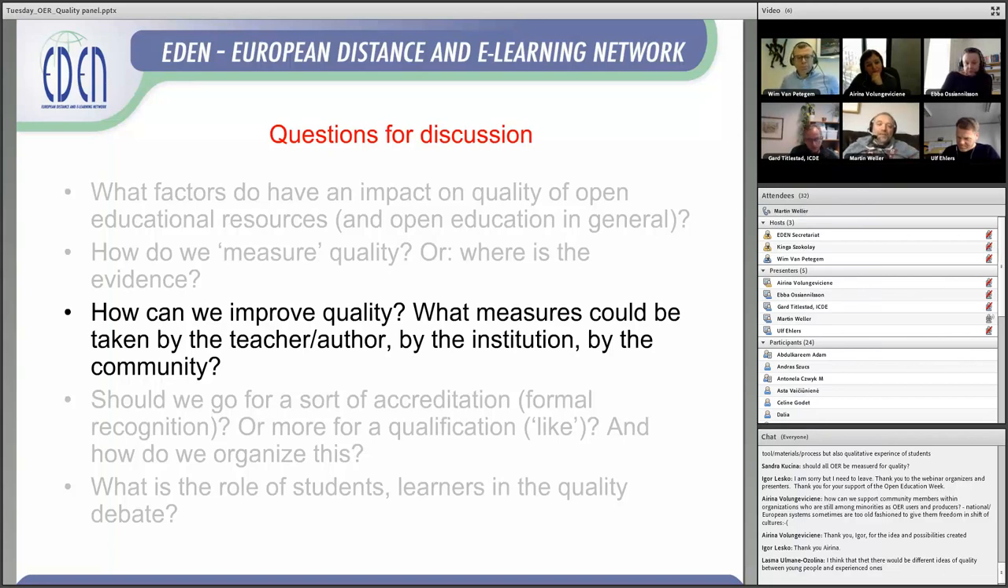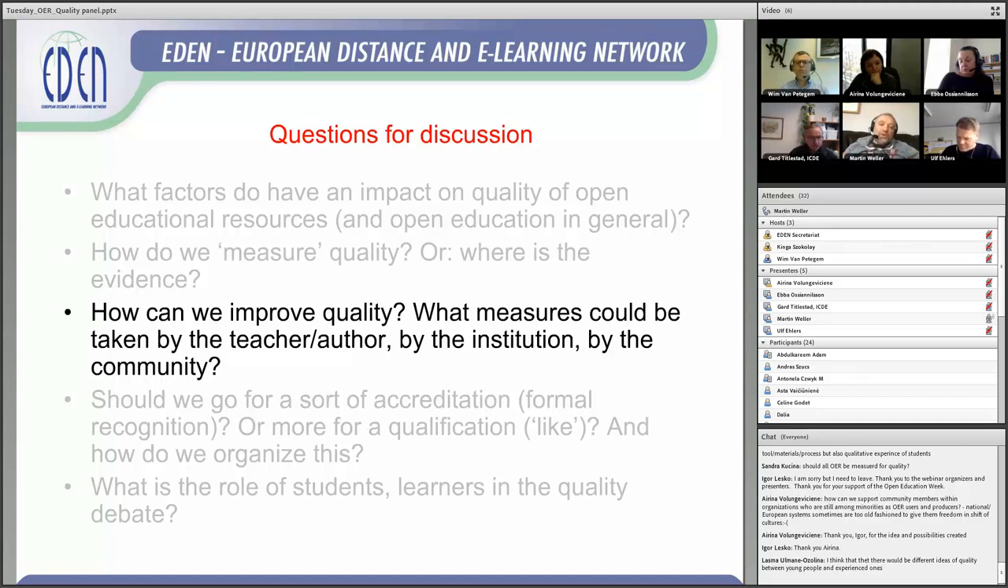I think for easy adaptation, there's still often just a slight technical barrier. You can download this in XML format or whatever, but a lot of OERs are not easy to adapt. And actually, going back to an earlier point, it's that collaborative process that really improves quality. So I think we can improve quality by making them easy to adapt.